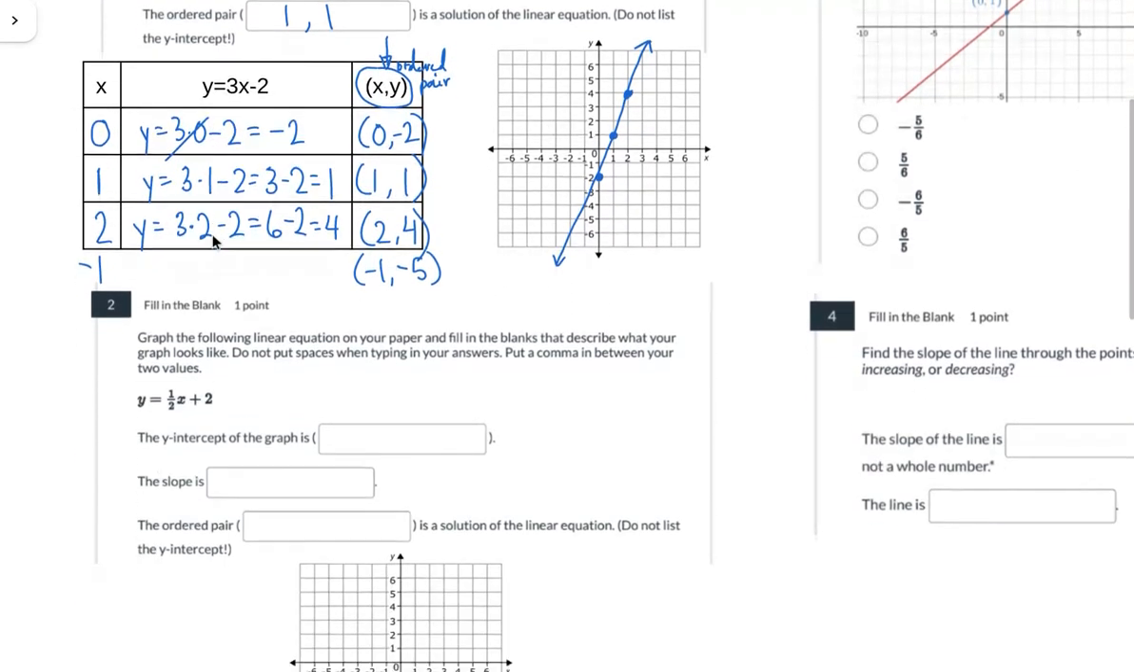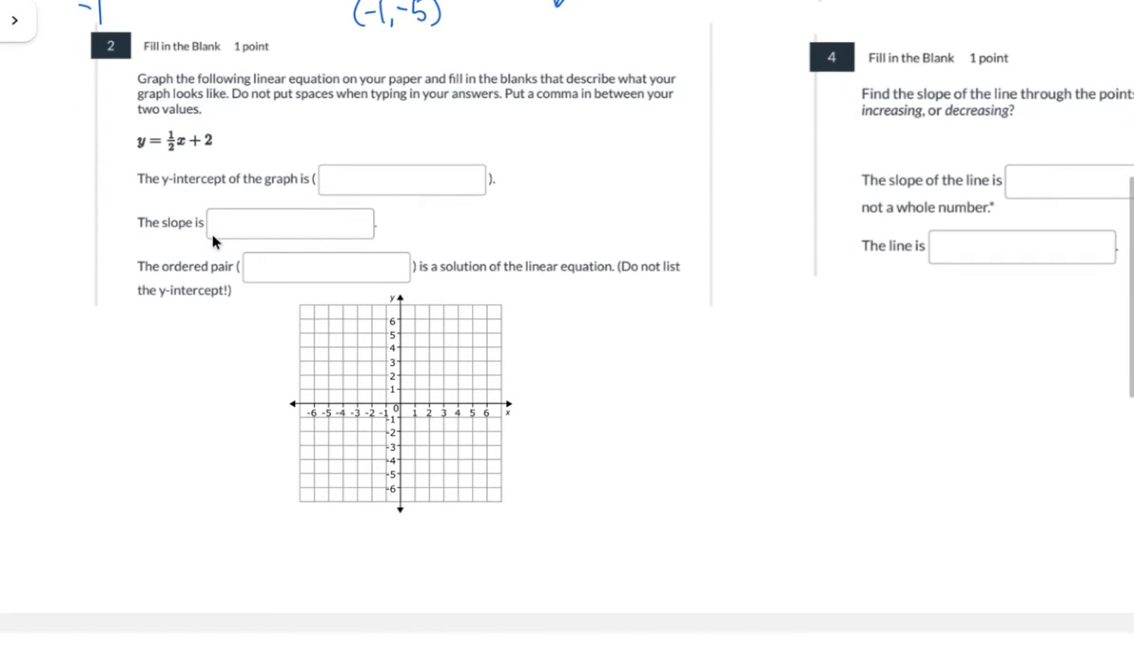Let's move on to number 2. Okay, so number 2 says, graph the following linear equation on your paper. So we're going to graph, all right, hence why there's a graph here on our paper, and fill in the blanks that describe what your graph looks like. Do not put spaces when typing in your answers. Put a comma in between your two values. So here is my equation, and I'm immediately going to say y equals mx plus b.